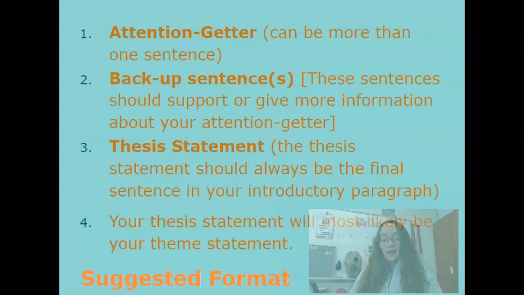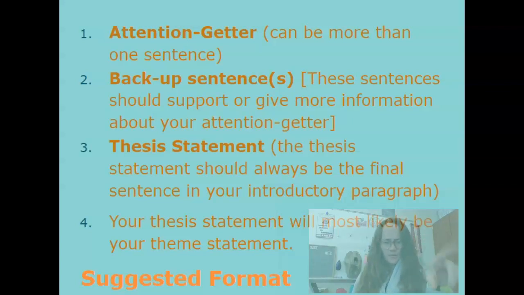Now, how you should set up your introduction. You're going to start with some sort of attention getter. It could be more than one sentence. Then you're going to explain and get into your topic and what you're addressing. So maybe I'm talking about isolation throughout my essay, in which case I'll want to address that that's what I'm talking about.